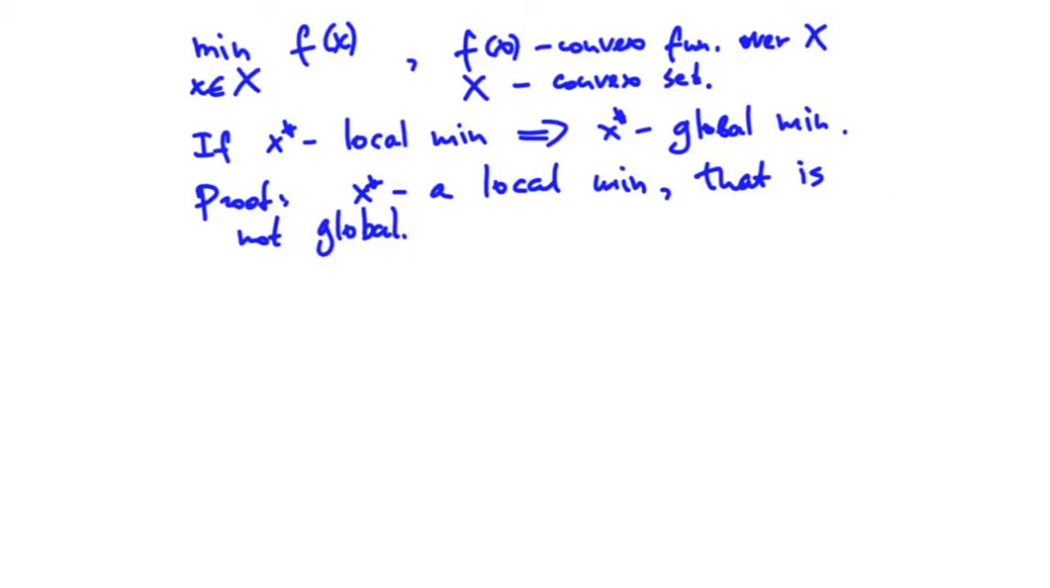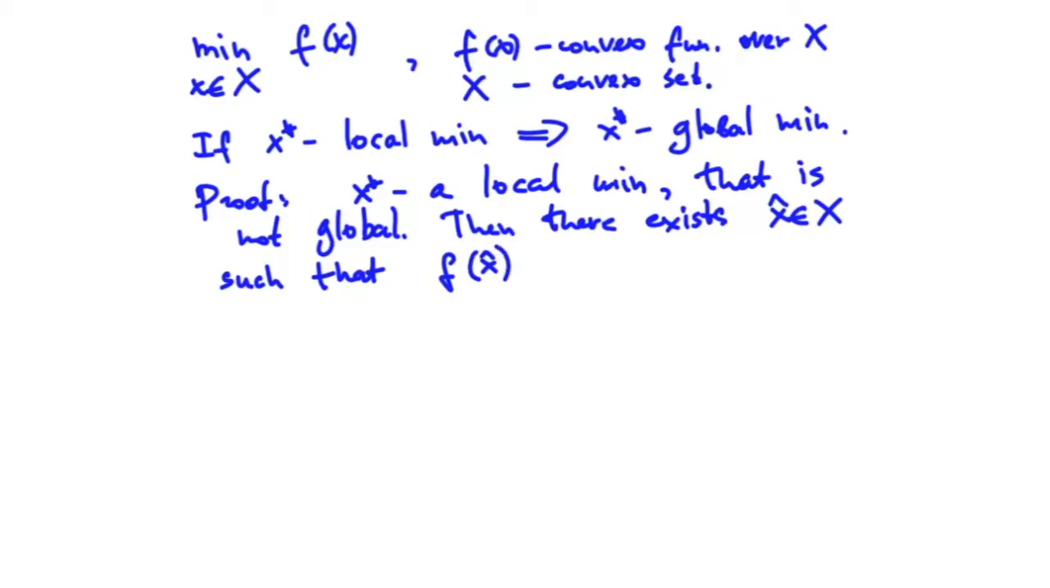So how do we get the contradiction? We assume that x star is a local minimum but not a global minimum. So if it is not a global minimum, then there exists some point where the objective is actually better. Let's denote it by x hat, which is in our set X, such that f of x hat is less than f of x star. Right? So this is what the fact that it is not a global minimum means. So it means that there is a better point. If there was no better point, then it would be the global minimum, right?